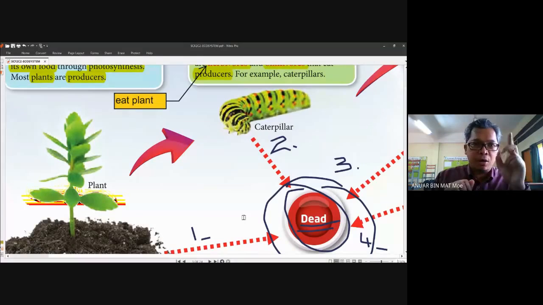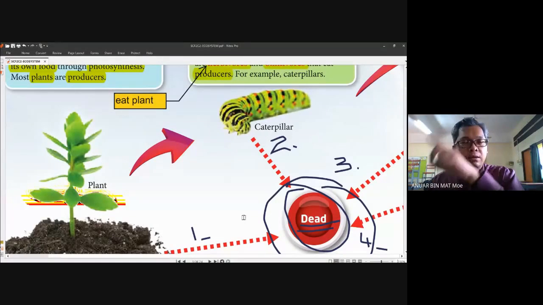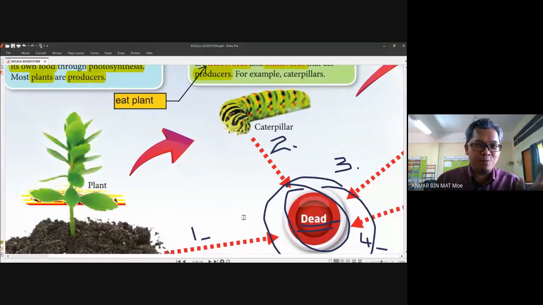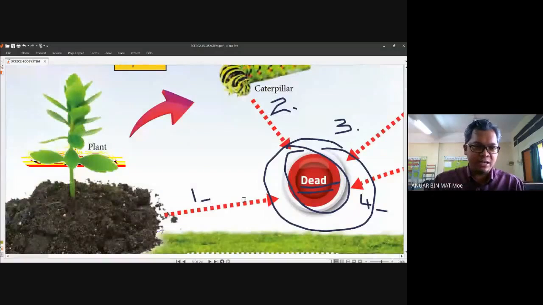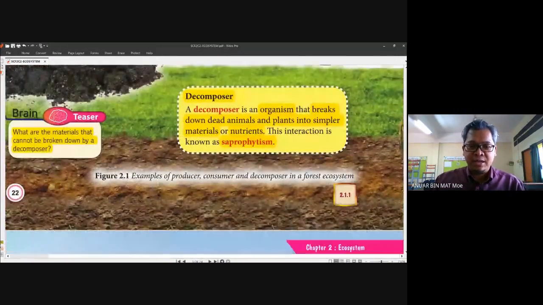You cannot say producer eats primary consumer. Cannot. Ada ke pokok makan orang? There is not. Belum ada lagi ya. Ada ke pokok makan orang ke pokok makan binatang? Maybe there is, but mostly, a producer will be eaten by the consumer. Make sure you understand this, because this is also a very popular question. Okay, next one.